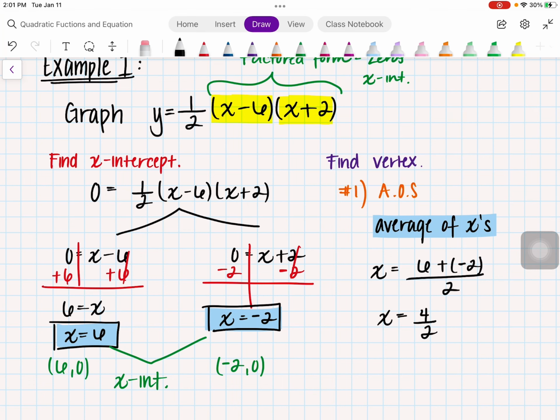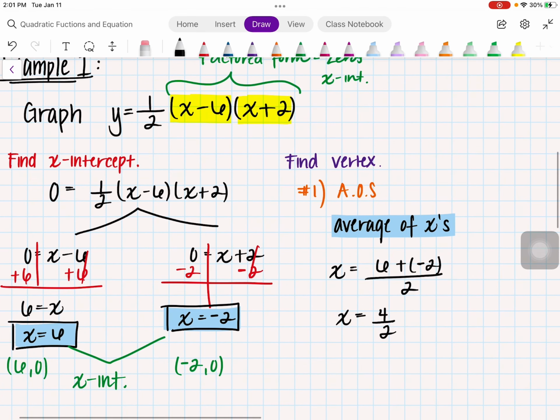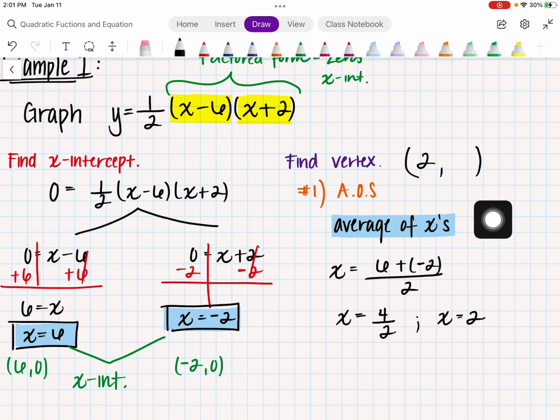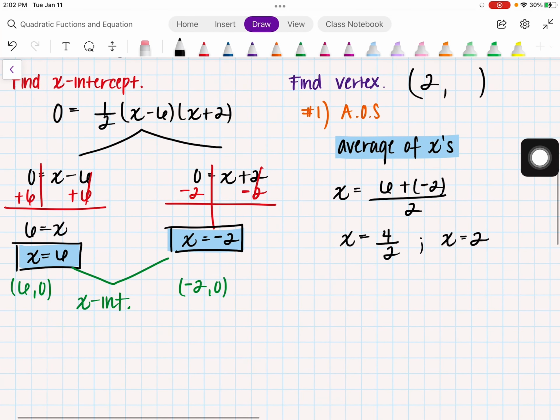So 6 plus a negative 2 is 4. 4 divided by 2 is 2. So in this case, the axis of symmetry is 2, or the x in the vertex is going to be 2. So all we need to do in this case is find the y. Last step in this case is to find the y coordinate.